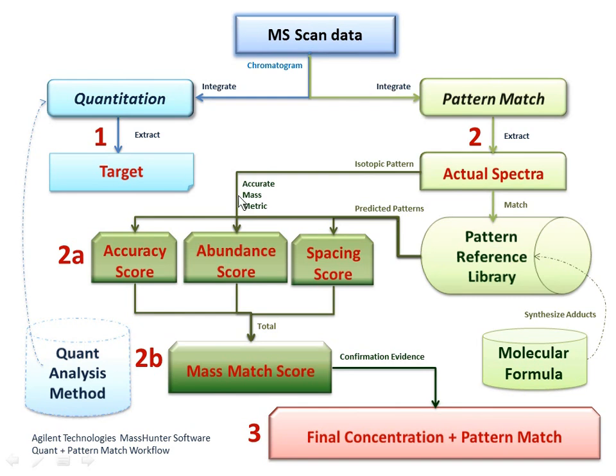And with those two spectra, comparing them, we're going to come out with three scores: the accuracy, abundance, and spacing. And those scores are going to be totaled up to a total mass match score. And that score will give you a confidence in your quantitation. You'll end up with the final concentration and confirmational evidence that that pattern match has given you a score that you're satisfied with, producing, as I said, confidence in quantitation.